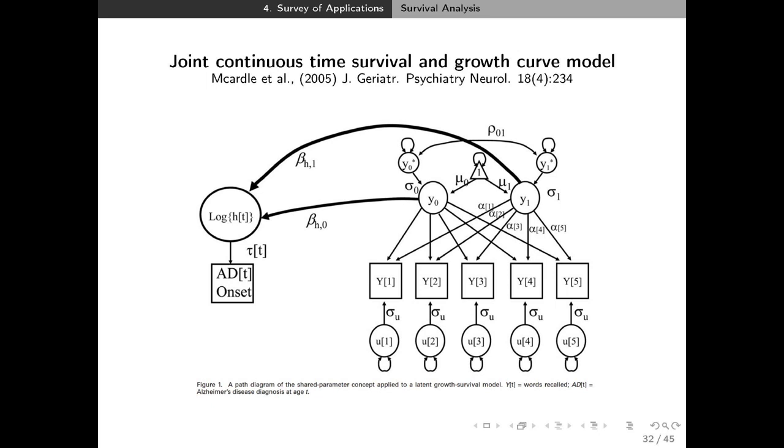You can also do continuous time survival models, and that's shown in this picture. This is from a paper by McCardle. This was a joint model that has a growth curve model on the right-hand side and a survival model on the left-hand side. This was survival to time to Alzheimer's disease onset, looking at change in cognition over time.